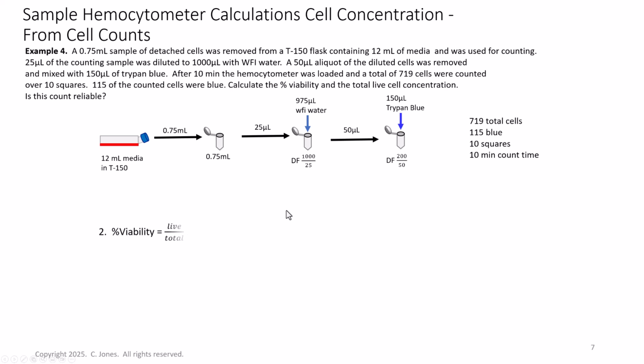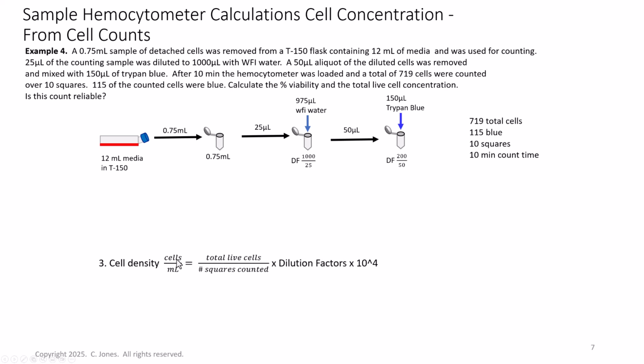Okay, and so percent viability, live cells divided by total cells times 100%. This will be 604 divided by 719 times 100%. This gives us 84% viability, which is not bad for all the mistakes that you might have noticed were made during this counting. It's probably not really the way it would come out in real life, but this is a sample problem. So that's our percent viability, 84%, 3 significant figures.